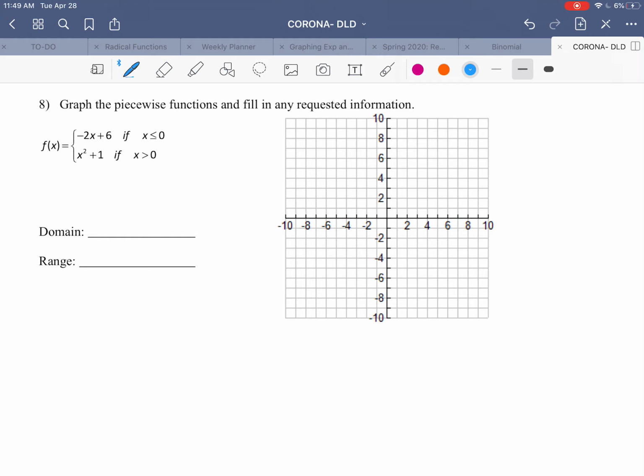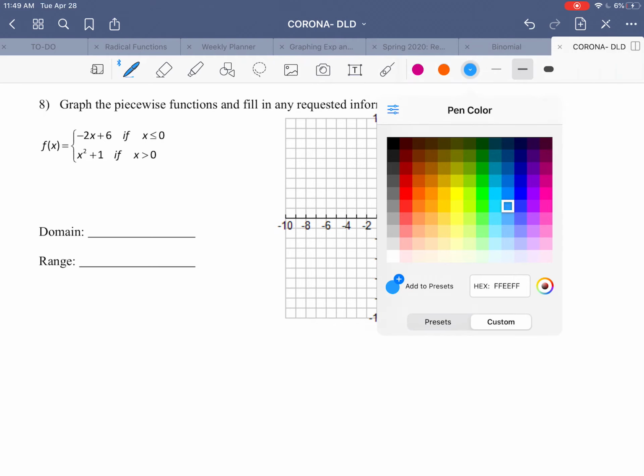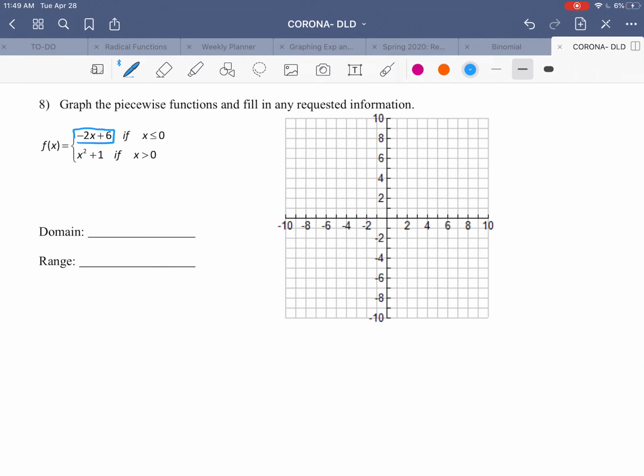All right, and the last thing you're going to do is graph a piecewise function. So I'm going to be honest, at this point, your graphing calculator is your best friend. So what you can do is make tables. I'm going to make this one blue, and I'm going to make an XY table for this function. So you need to find points that are less than or equal to 0. So we know our first point is going to be 0, and then the points after that are going to be less than 0. So let's use -1, -2, -3.